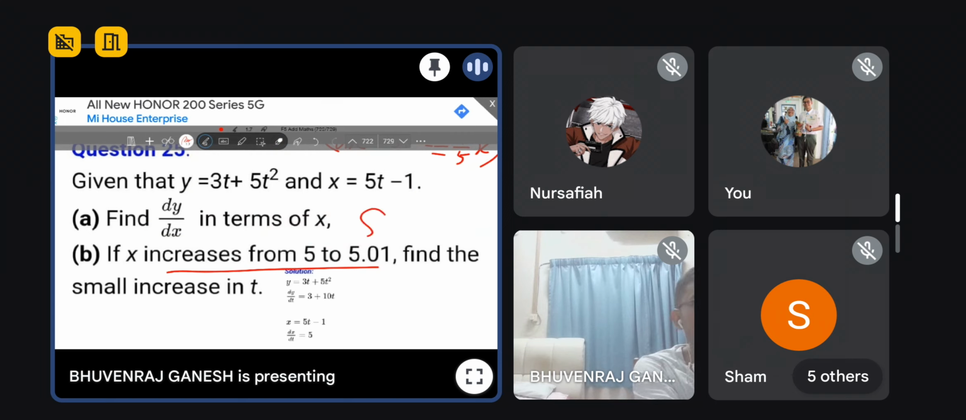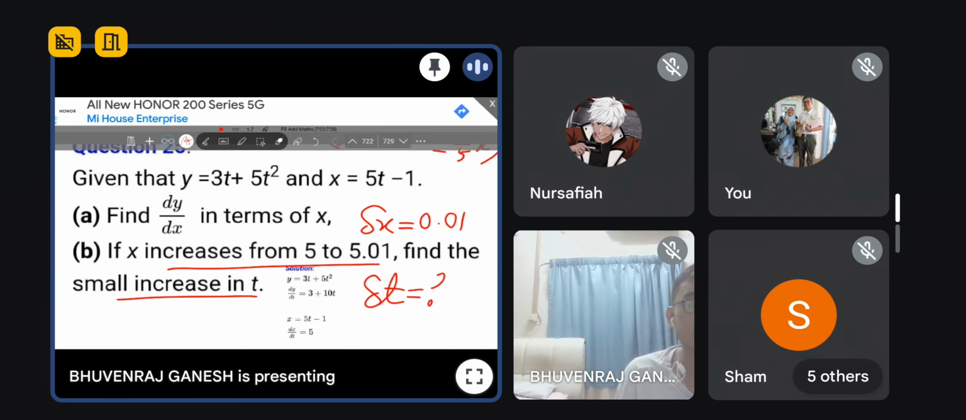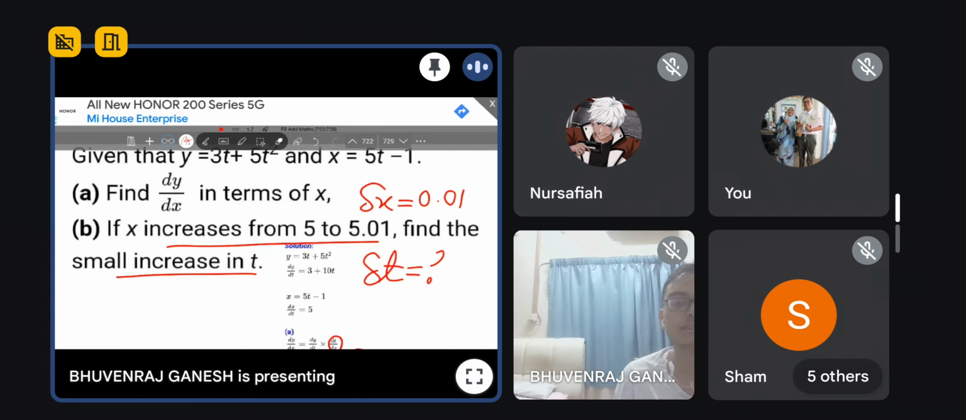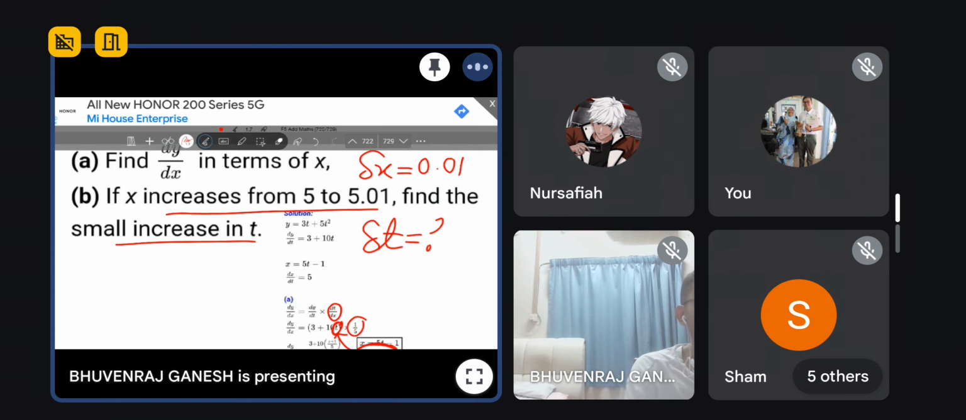Okay, this symbol we will use delta X equal to 0.01 because dia bertambah. So this is the small changes, perubahan kecil. Question is, cari delta T. So guys, what is the equation we use here? Apa persamaan kita? Anyone remember? For small changes, perubahan kecil. Kamu ada satu persamaan. Anyone remember what equation is it?